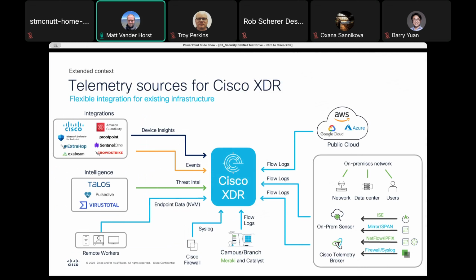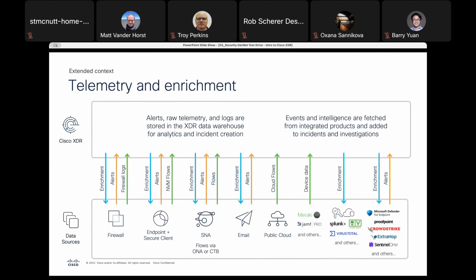So we can take public cloud flow data, we can take that from some on-prem, we can take it direct to cloud from endpoints with NVM. There's a bunch of different ways you can get flow logs and telemetry into the product. And then, of course, as mentioned previously, we have our integrations and our intelligence sources that are providing additional context as well. So all this data comes together in Cisco XDR.